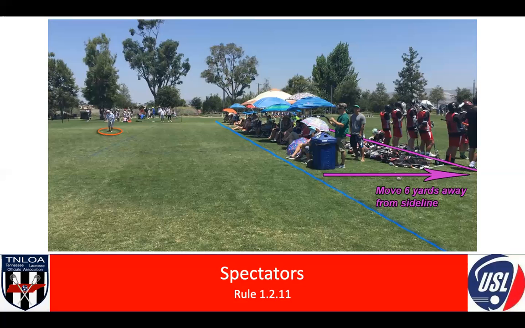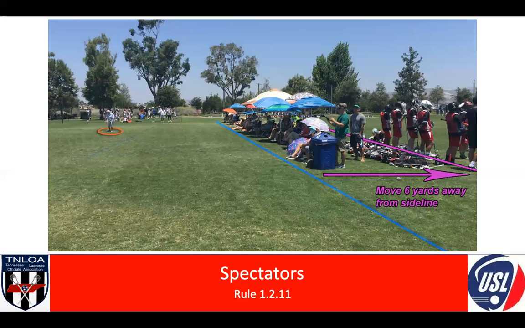The only people that can be standing behind the end line at any point is if they're behind a barrier, or some teams have middle schoolers shag balls. If you have any young players shagging balls in a game, make sure that they have a helmet on. Make sure they're protecting themselves. If you see it during the course of a game, tell them to move.